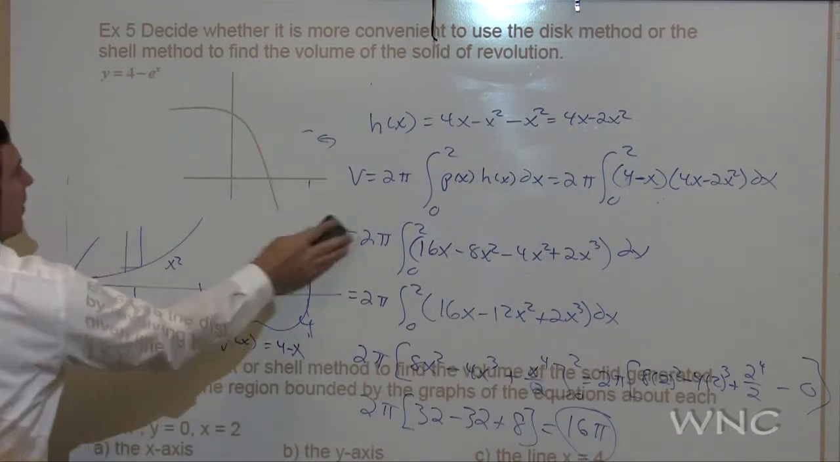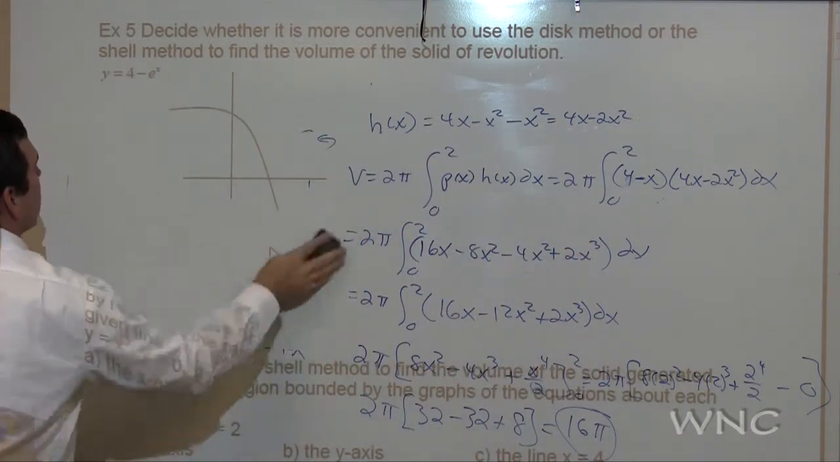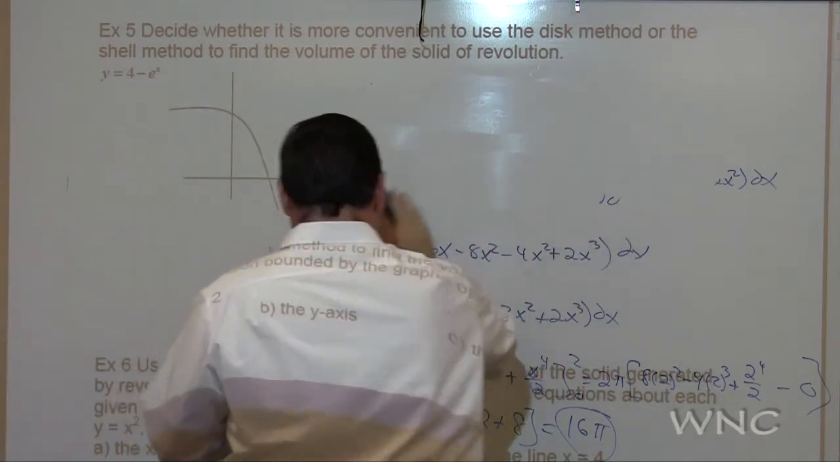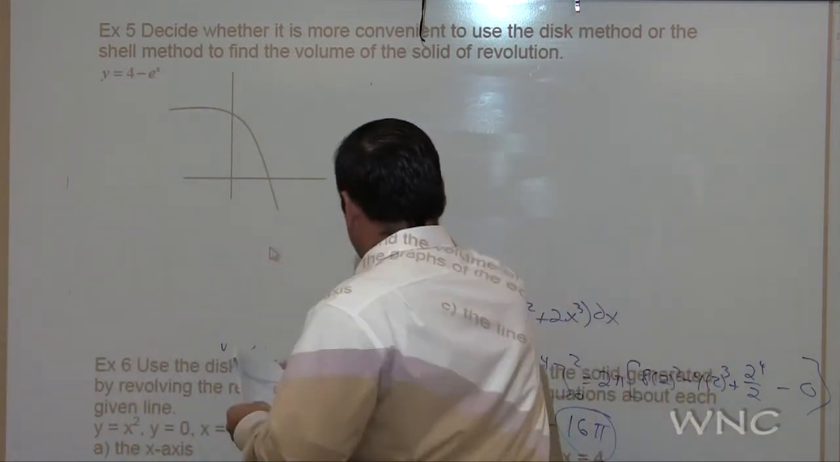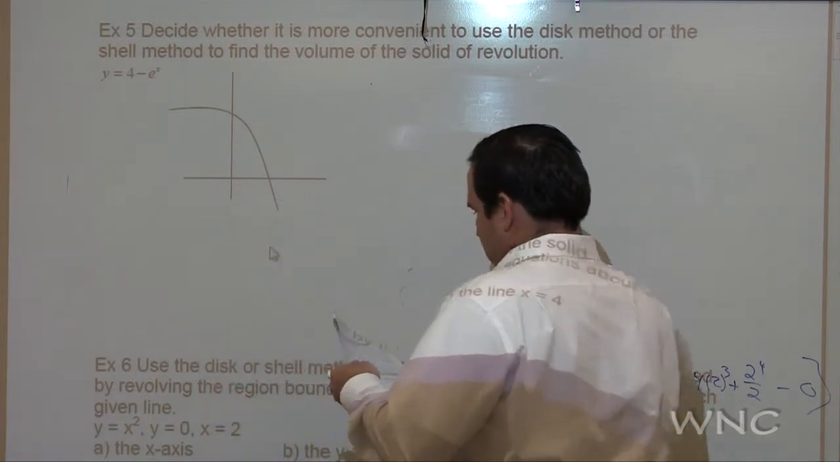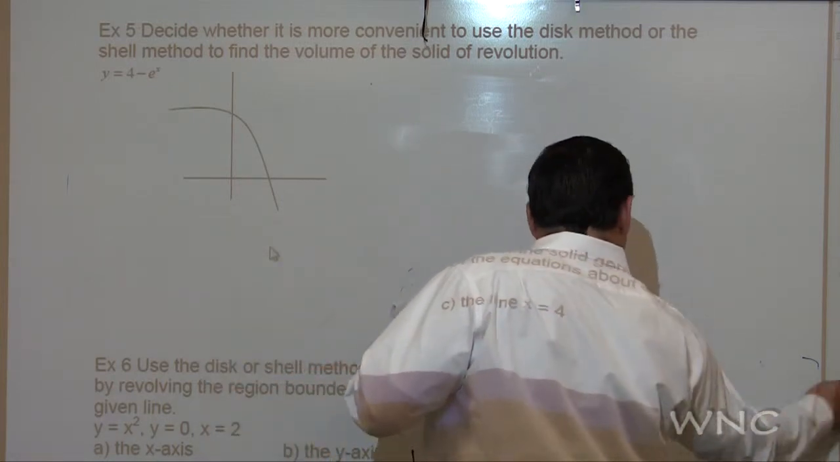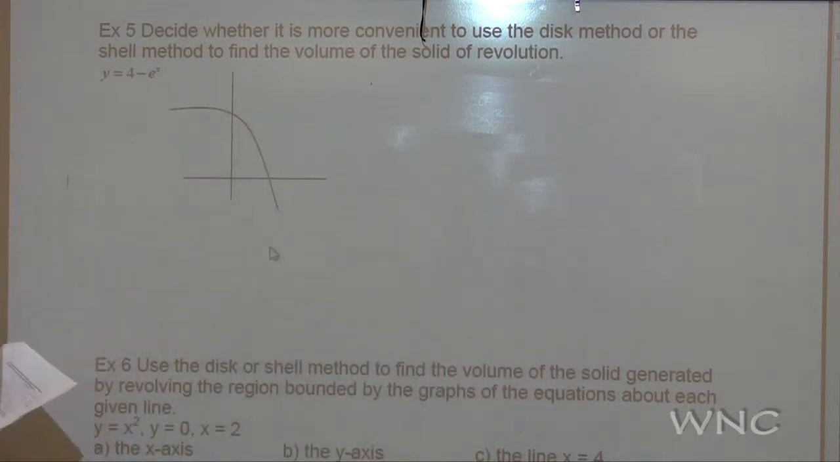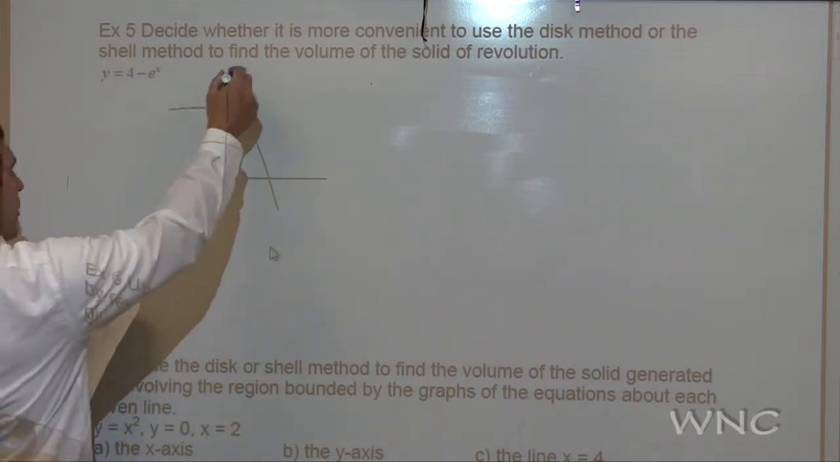Decide whether it is more convenient to use the disk method or the shell method to find the volume of the solid of revolution. Okay, so y equals 4 minus e to the x. I did my best to draw this on the computer.